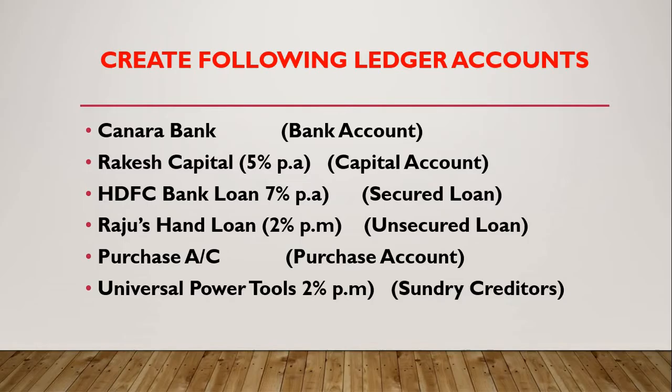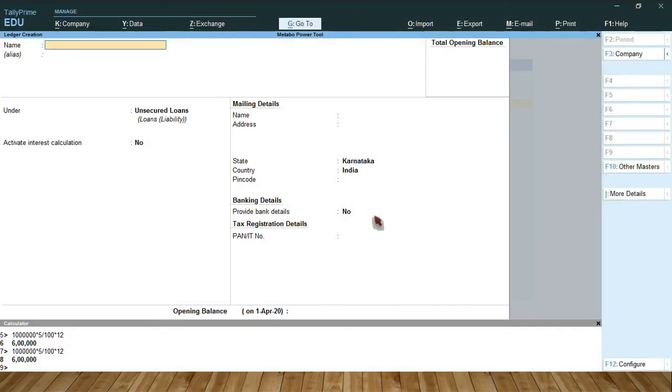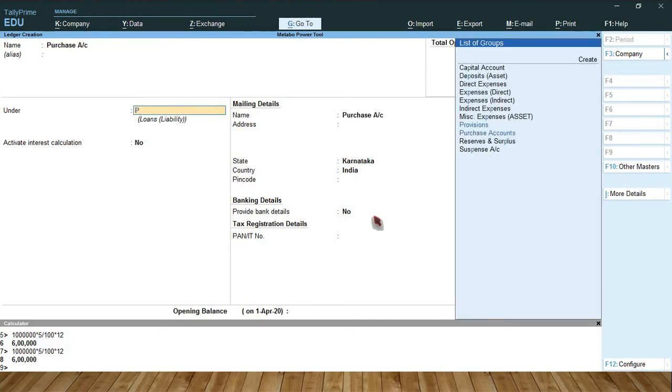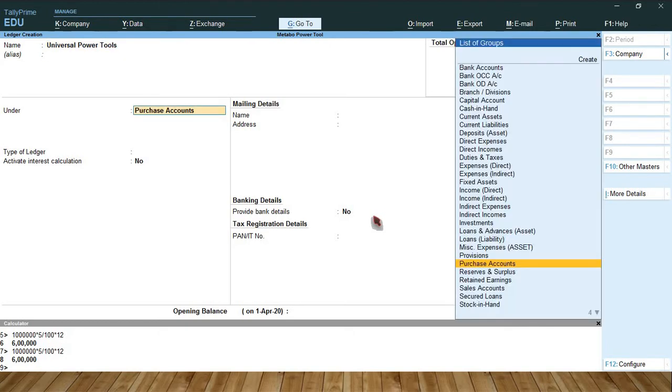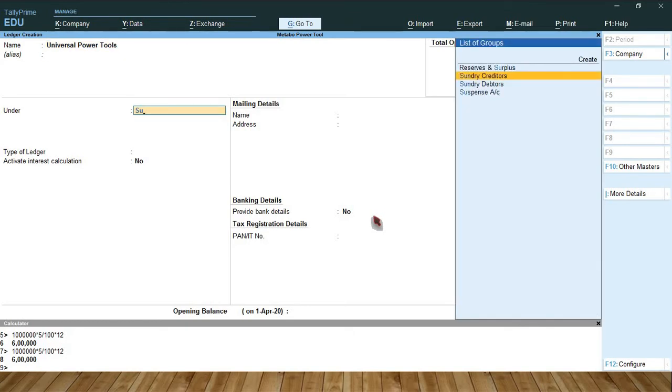So next one, purchase account. Under purchase account. So this is a supporting ledger. No activate interest calculation. Okay, accept it. So next one, universal power tools. Supplier. Universal power tools, under sundry creditors.